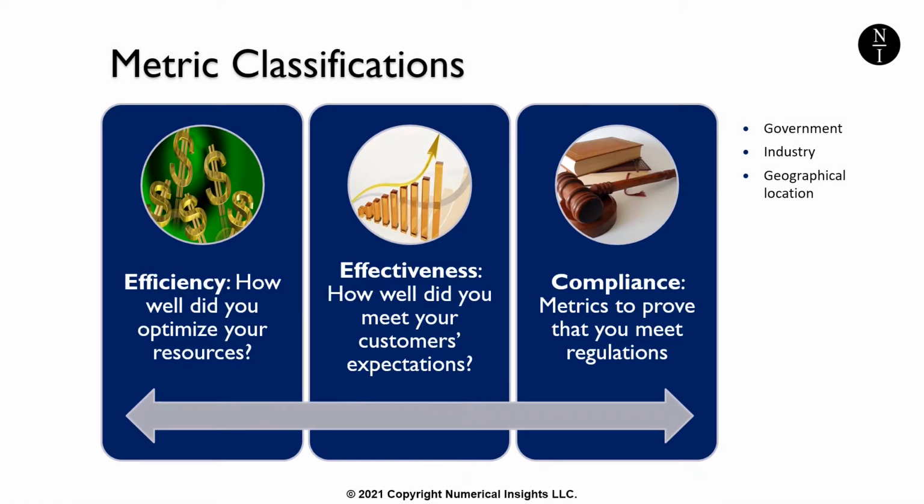The third category, compliance metrics, are those that are tracked to show that you are adhering to internal or external requirements that are mandated by regulations. These regulations may be mandated by your geographical region, your government, or your industry.